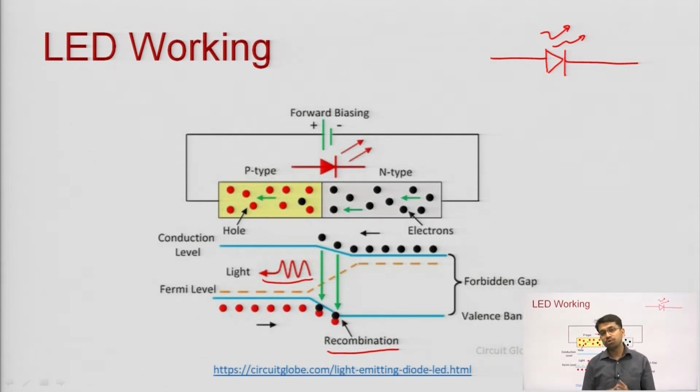Now, we have to choose materials to construct LEDs such that this difference in energy is such that the photon that is emitted has a wavelength that falls in the visible region. If the wavelength of this photon is in the visible region, then we can see the light coming out from the LED, from this diode, with our naked eyes.